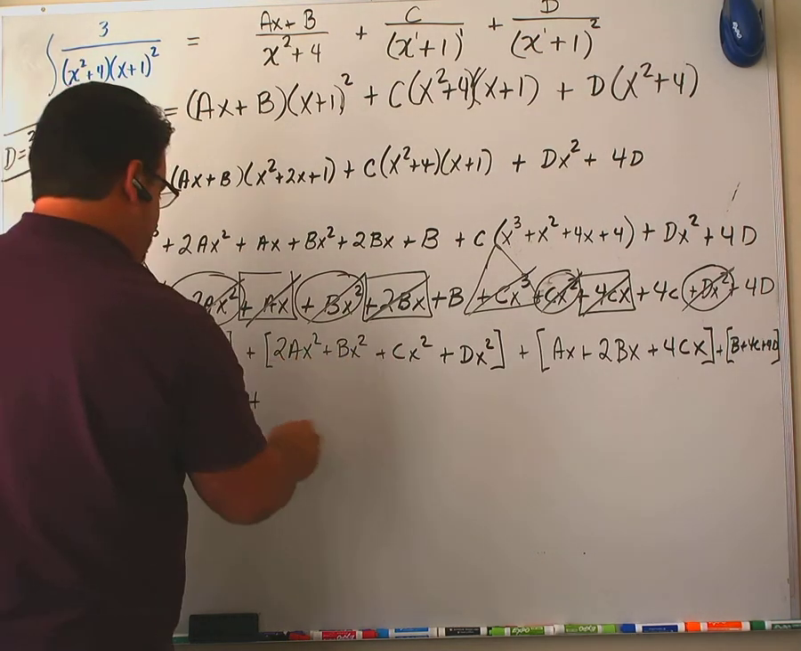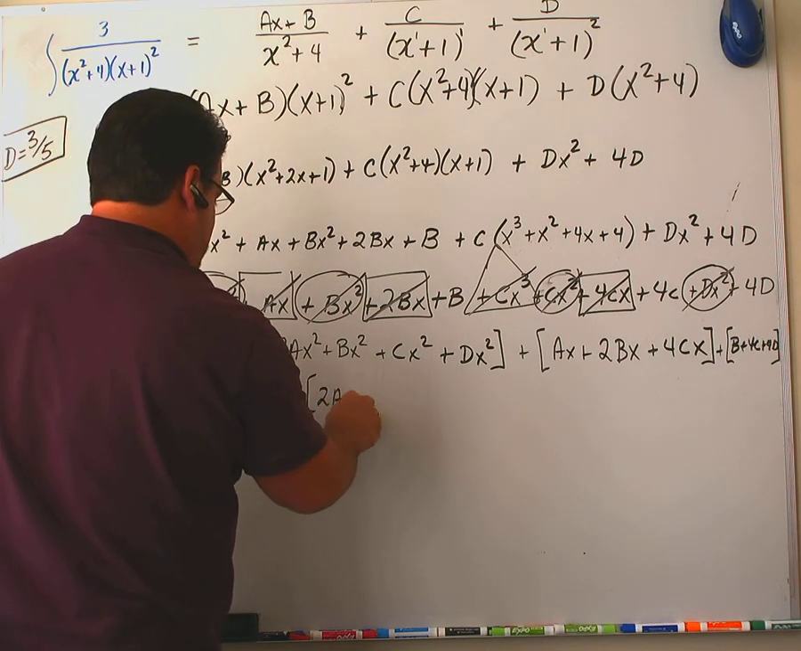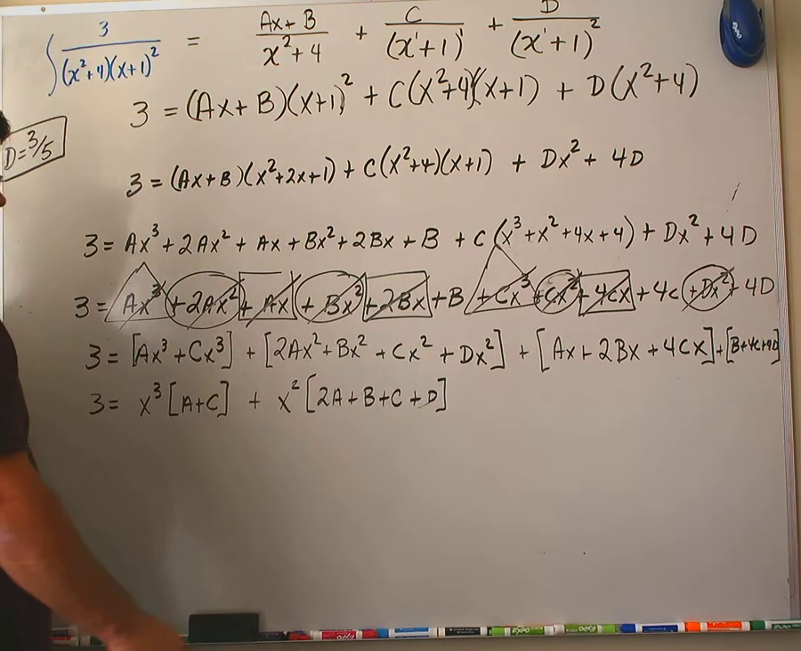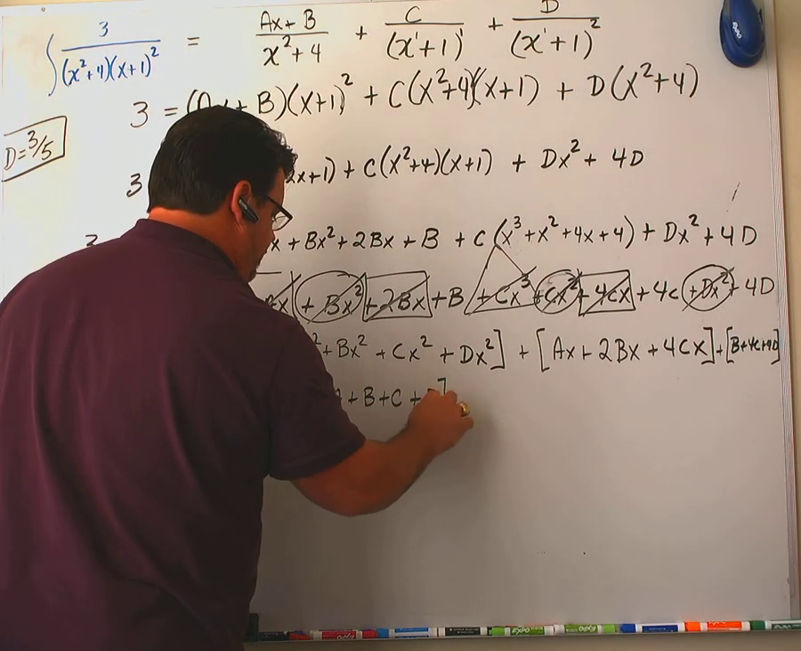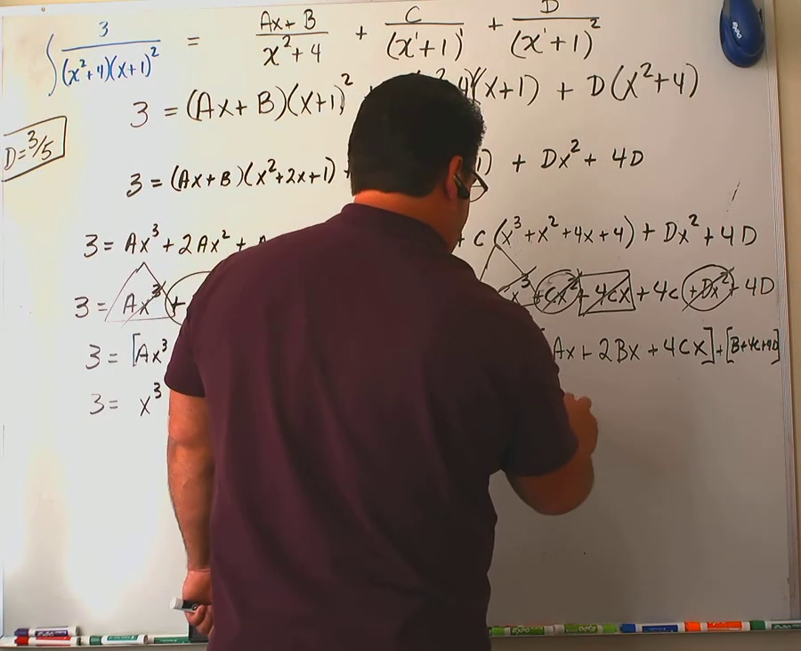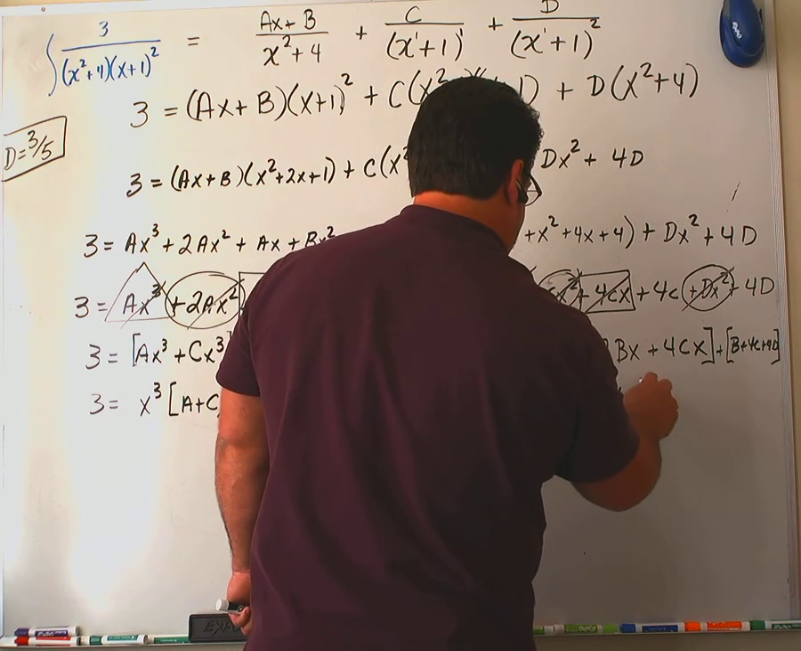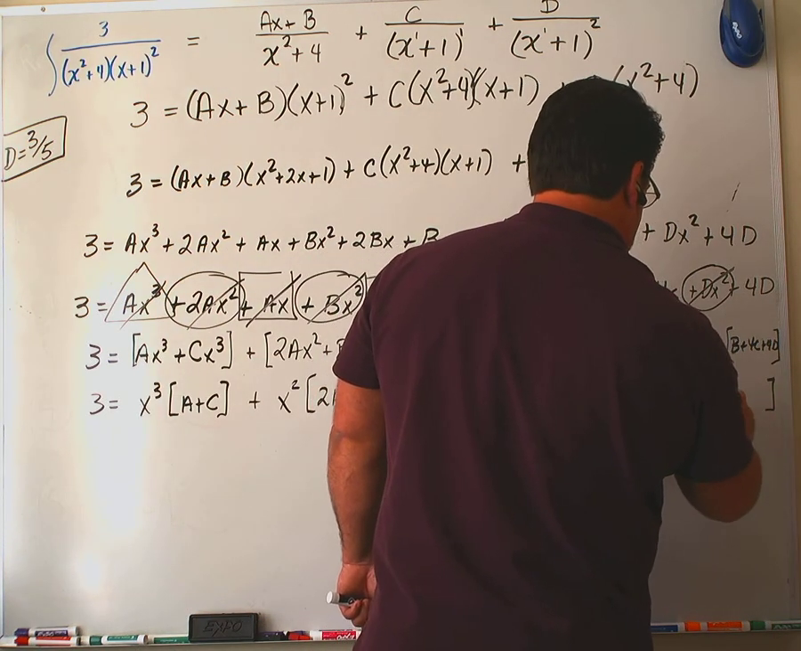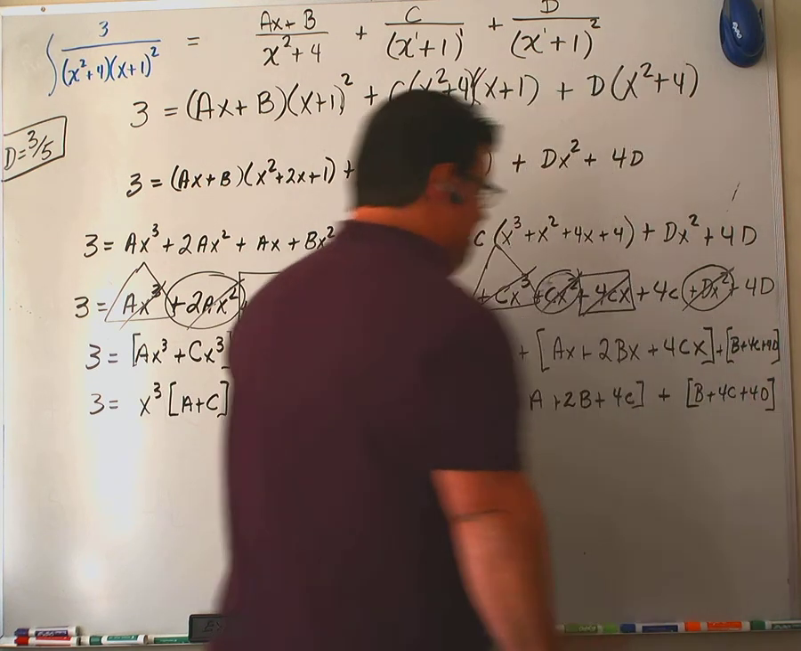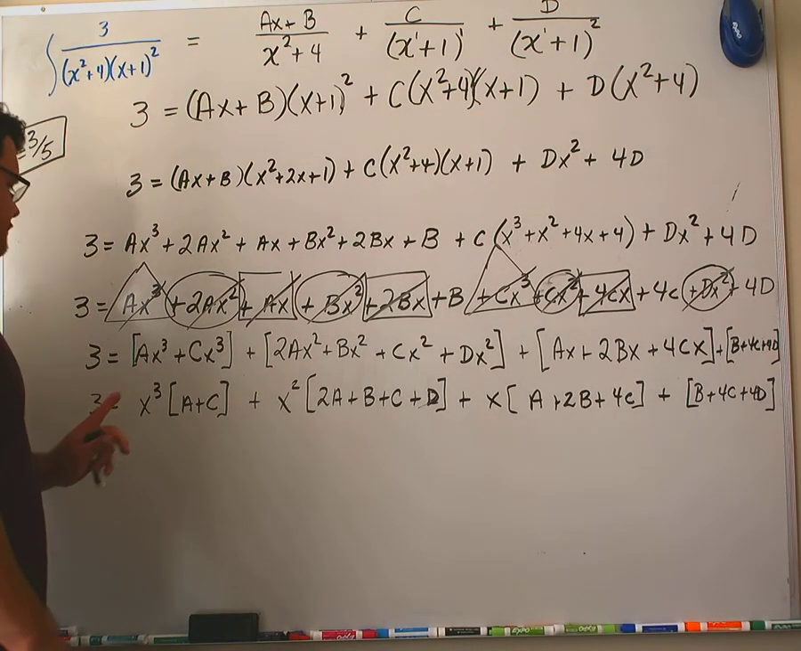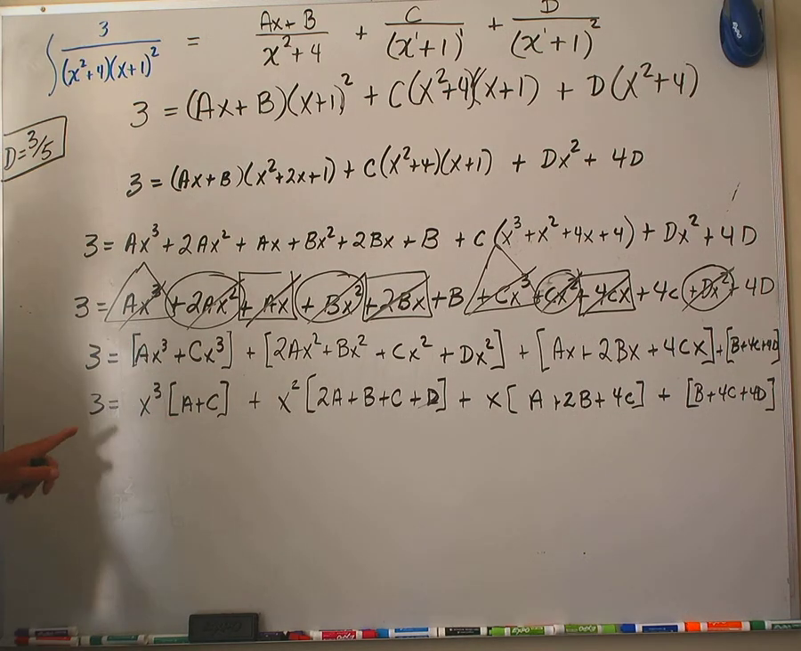Here we're going to take out x squared, and that's going to leave us with 2a plus b plus c plus d. And that's a d, not a 0. Plus x, and that's going to give us a plus 2b plus 4c, and then for the constants, there's nothing in common here, so it's just b plus 4c plus 4d. That's not a 0, that's a d. Now, the good thing about this is that we don't have a lot of terms over here, so a lot of these are going to zero out.